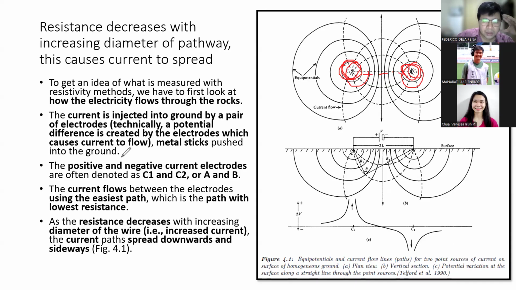Our convention here is to call these points electrodes. They're essentially metal sticks, like metal stakes, which are connected to a battery as your power source. And electrodes, or current electrodes, are often abbreviated as C, or C1, C2, or A and B.